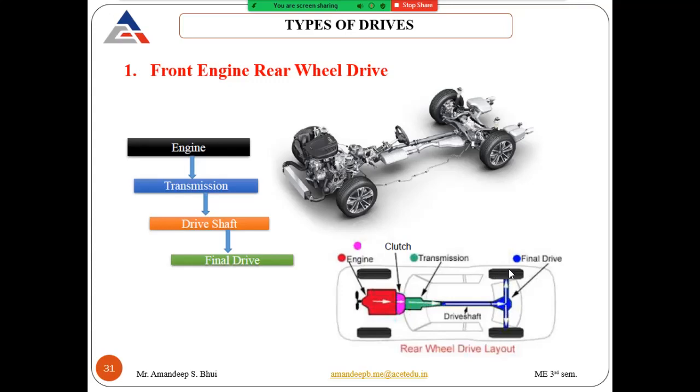So the rear wheels push the car in the forward direction, and in this case the forward wheels are just the followers, and the steering arrangement is attached to the front wheels. So the front wheels help in moving the car in the right or left direction or turning the car. So this is your front engine rear wheel drive.